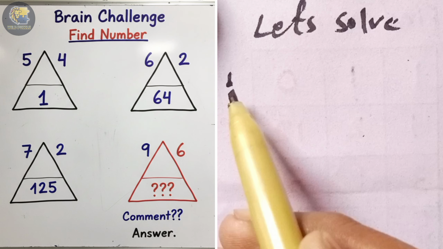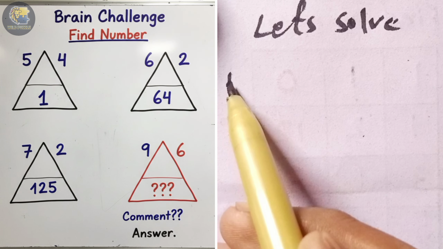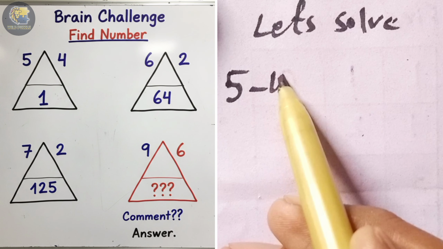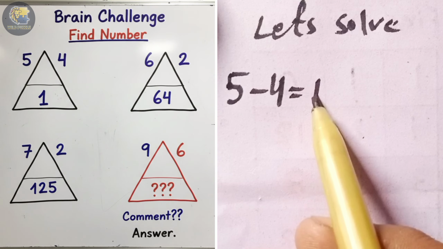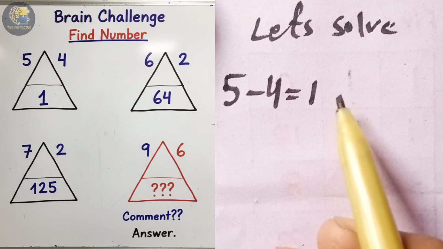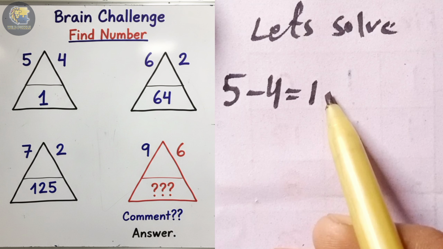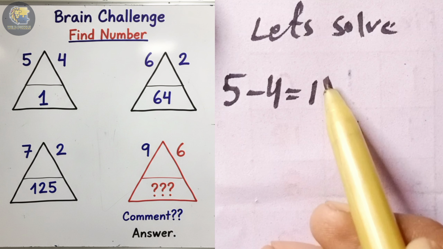You can see in the first triangle three numbers, 5, 4, and 1. Let's crack the first triangle pattern. 5 minus 4 equals 1. So simple. Using the same pattern for the second triangle, 6 minus 2, we found 4. That's wrong, because in the second triangle we have 64.